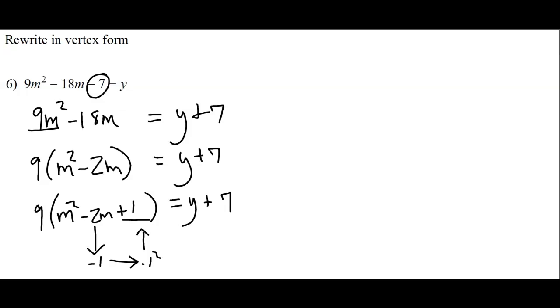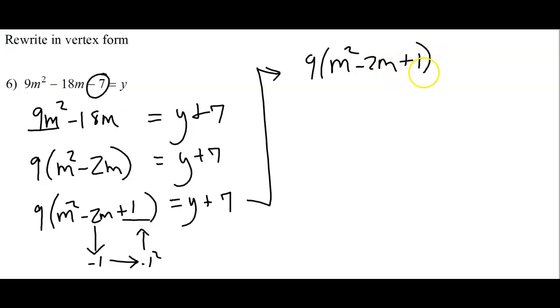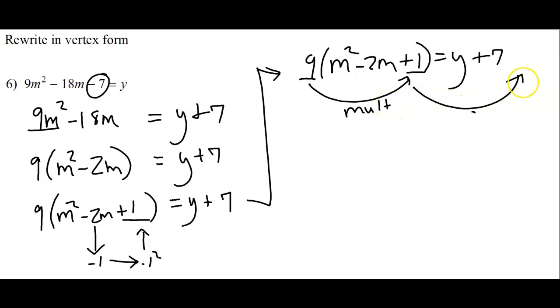Now we have to fix that balance. I just added a number on the left side of my equation. And since I did that, I also need to add a number to the right side of my equation. So how do I do that? Well, we do this number times this number. We multiply them. So 9 times 1 is 9. And then that's what we're going to add to the other side.